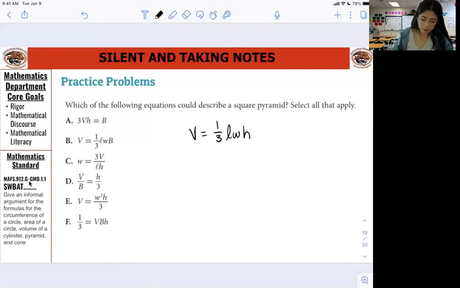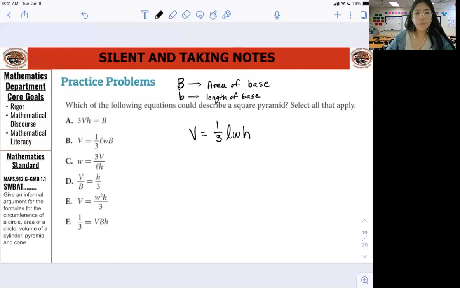And I'm seeing it here. I just want to point something out: capital B is area of the base, whereas lowercase b is just the length of the base. So when you see it as a capital B, you know that it's talking about the area of the base. So what would be another way to write this using capital B?